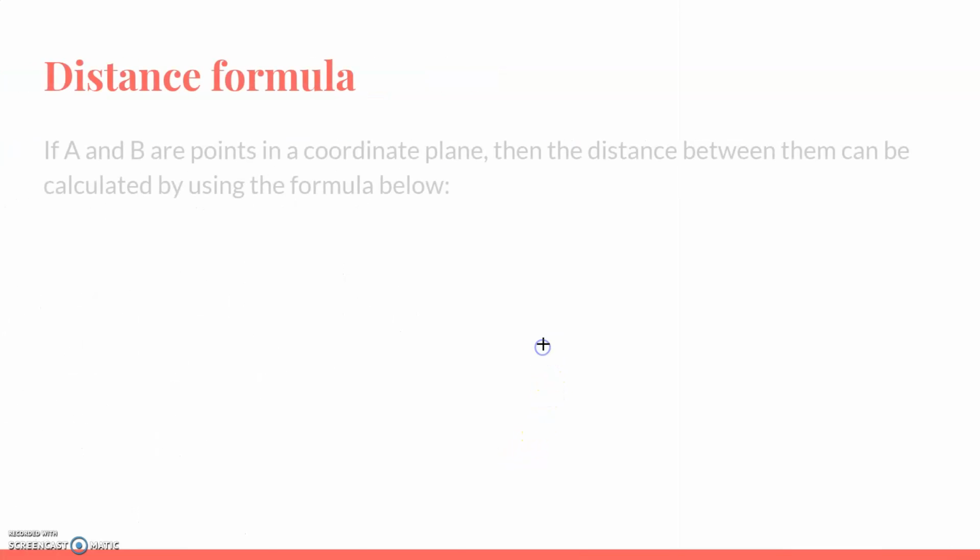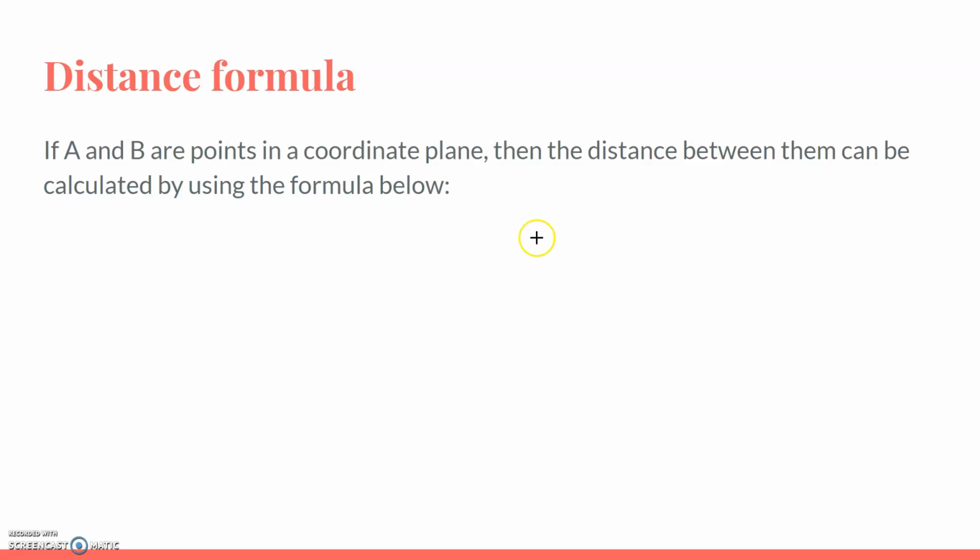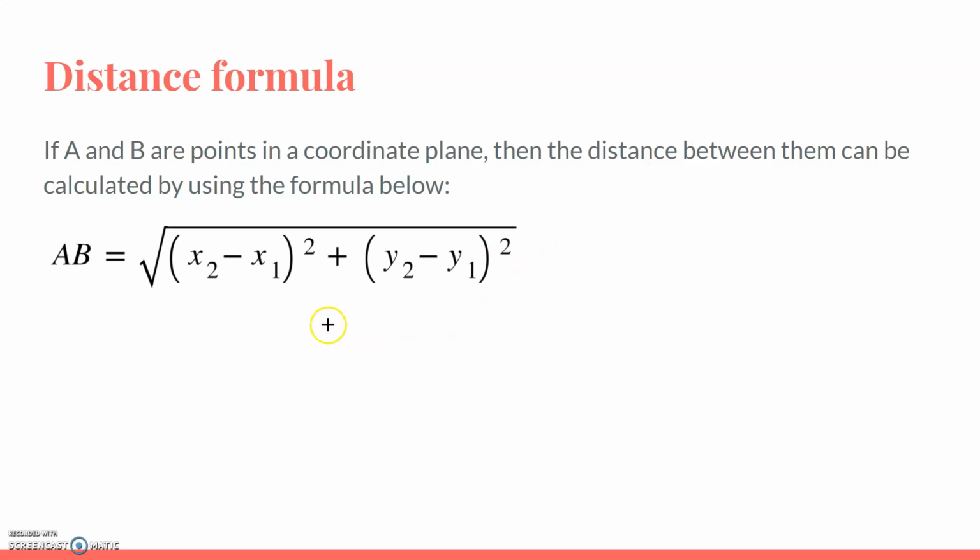Alright, now finally our distance formula. If A and B are points in a coordinate plane, then the distance between them can be calculated using the formula below. AB is equal to the square root of (x2 minus x1) squared plus (y2 minus y1) squared. So if you're given two points on a coordinate plane and you need to find the distance between them, then we can just use this formula to find the distance.